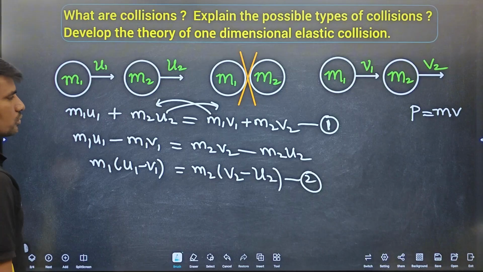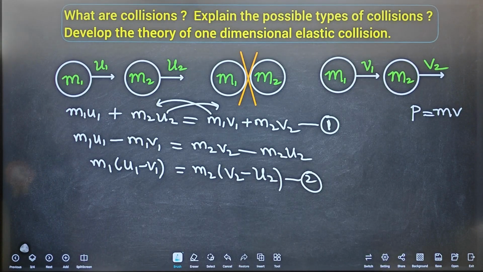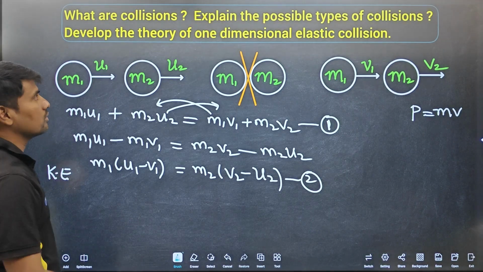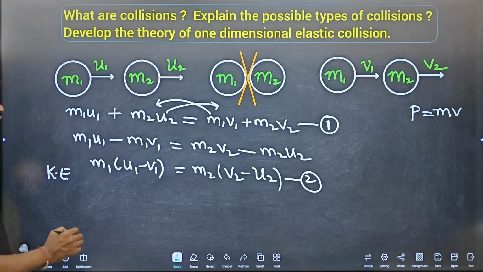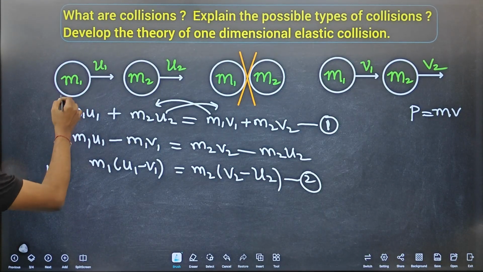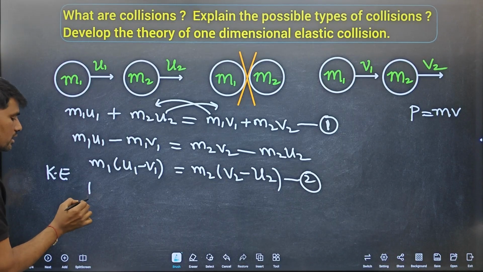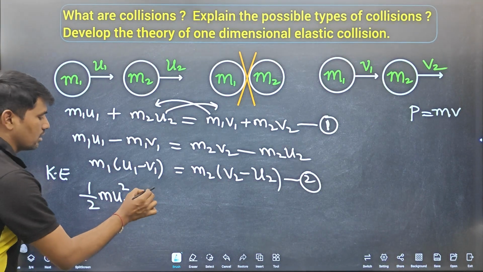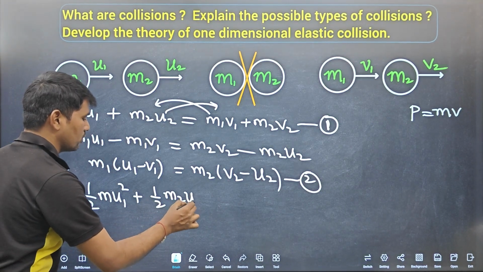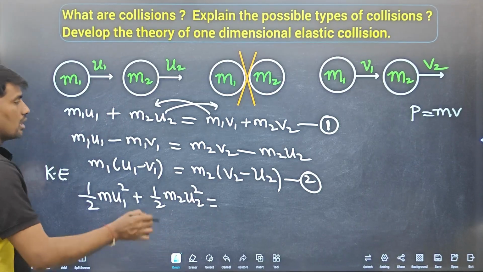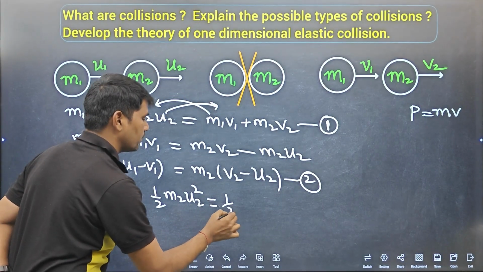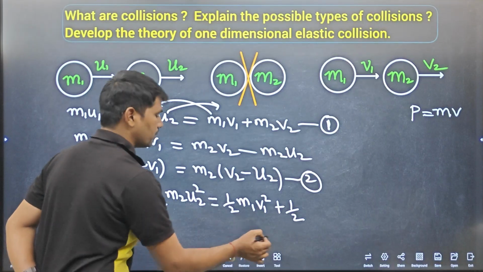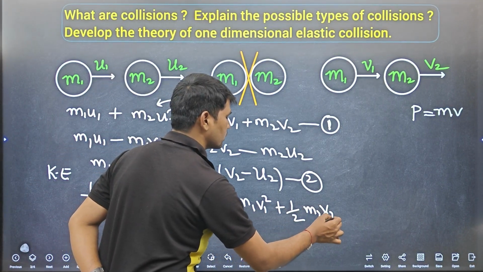Then after, what we have to do? Kinetic energy is also conserved. So you have to write clearly, kinetic energy is also conserved. Why? Because this is an elastic collision. So kinetic energy conserved means the kinetic energy of the bodies before collision, half m1 u1 square plus half m2 u2 square, is equal to after collision, half m1 v1 square plus half m2 v2 square.